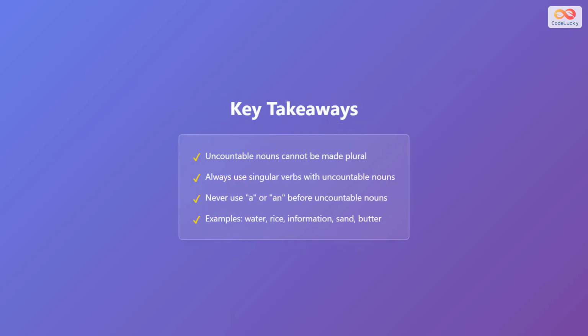Let's review the main points. Uncountable nouns cannot be made plural, so they always stay in their original form. Always use singular verbs when you use uncountable nouns. Never use the articles a or an before uncountable nouns. Common examples include water, rice, information, sand, and butter. Remember these rules and you will use uncountable nouns correctly.